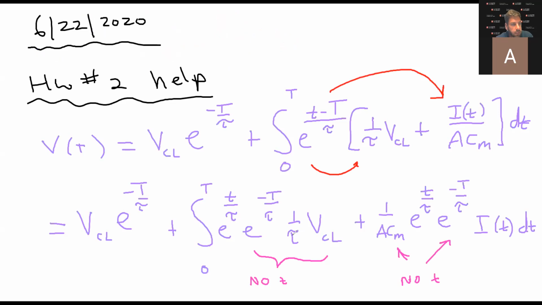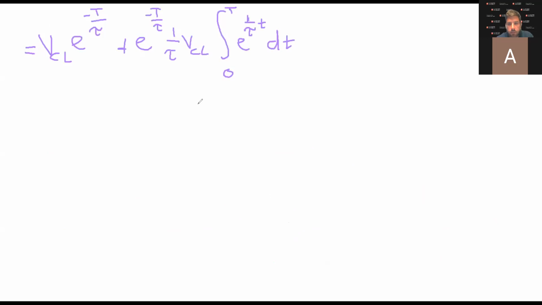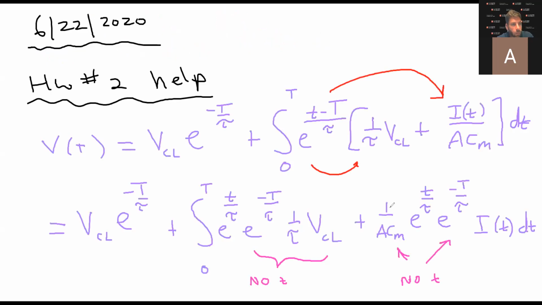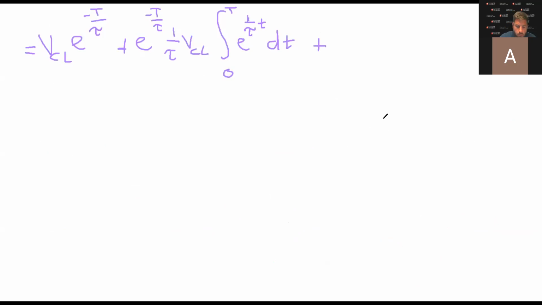I pulled out the stuff that doesn't have lowercase t. And it looks like this. And then now I have to do a similar thing with my second integral. So my second integral had 1 over A C sub M and then this e to the negative t thing. So what I'm going to do is write this as 1 over A C sub M, excuse me. And then I have e to the negative capital T over tau.